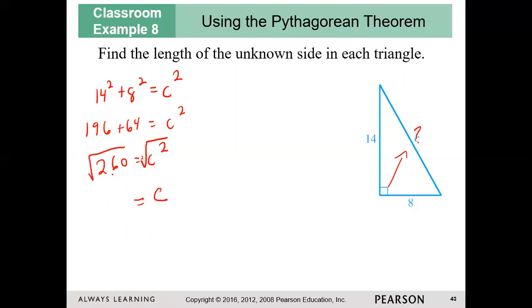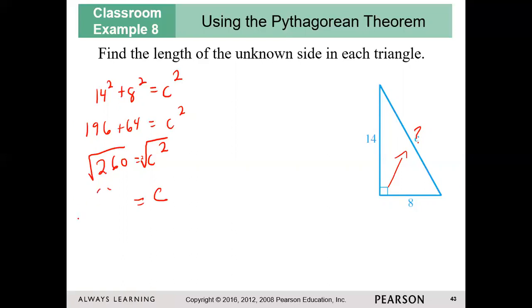Now, I'm willing to bet that there's probably some perfect square factor of 260 lurking in the background here. So we can look at this and say, all right, we have 260. Are there any perfect square factors? So you can test it. You can divide it by 4 and see if it's divisible. You can divide it by 9 and see if it's divisible, and just play it out that way. So I know that 4 divides evenly into 260.